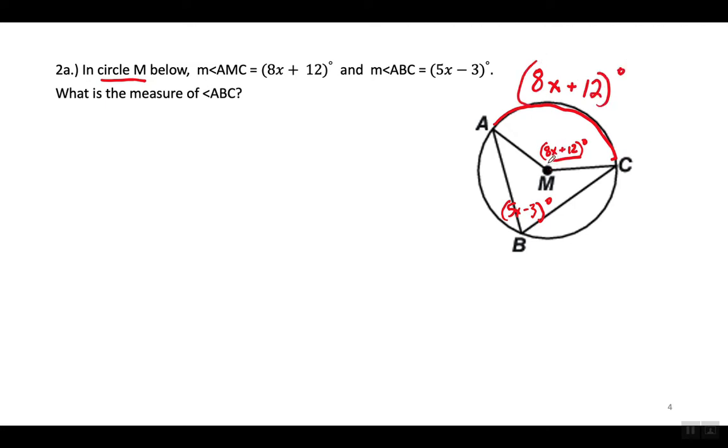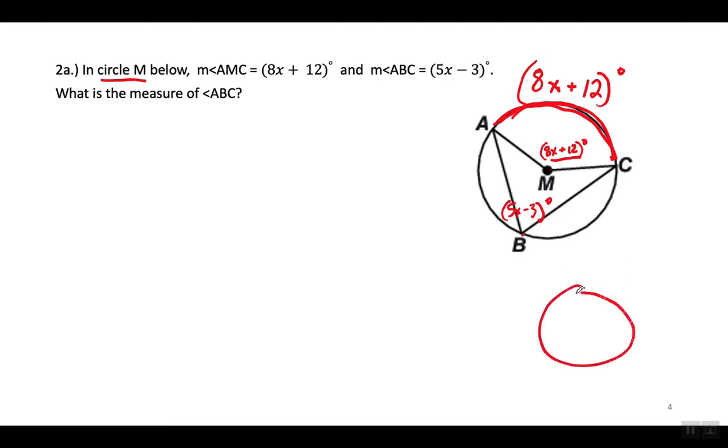Okay? And if the measure of this arc is 8x plus 12 degrees, the relationship that exists between this arc and this inscribed angle is that this inscribed angle has to equal half of whatever this arc is. Or another way to say it is that this arc equals 2 times this inscribed angle. All right, so if you have no idea what I'm talking about, this is what I'm talking about right here.